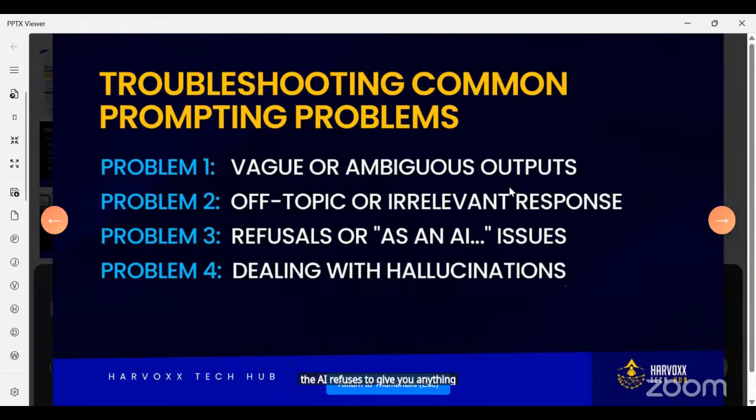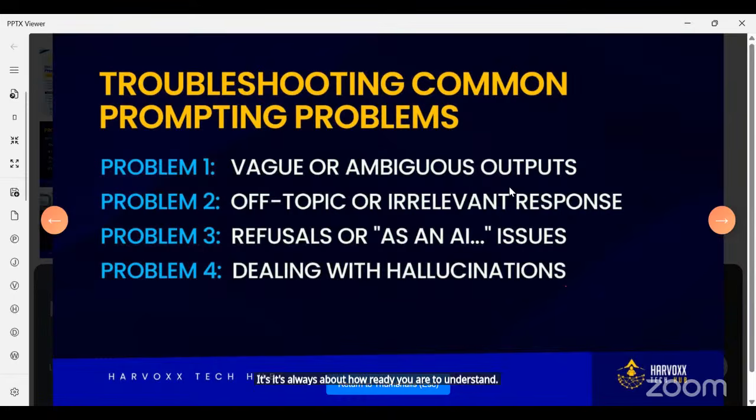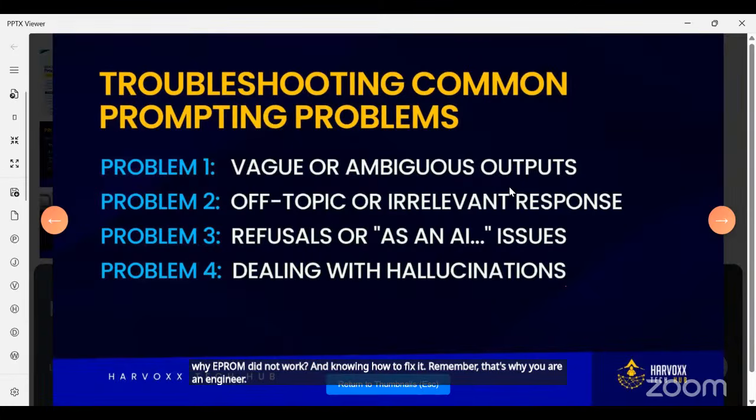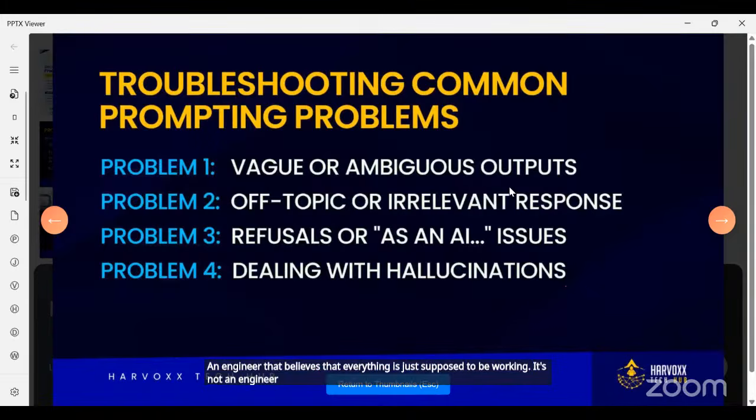So we're saying that you don't have to get discouraged. That's what makes you a prompt engineer. It is normal. It is actually a normal part of the process. Prompt engineering is not guaranteeing that everything will be right on the first try all the time. It's always about how ready you are to understand why a prompt did not work and knowing how to fix it. Remember, that's why you are an engineer. An engineer that believes that everything is just supposed to be working is not an engineer. An engineer will be able to know that this thing is not working, and I'll be able to help fix it. That's what makes that person an engineer as well.